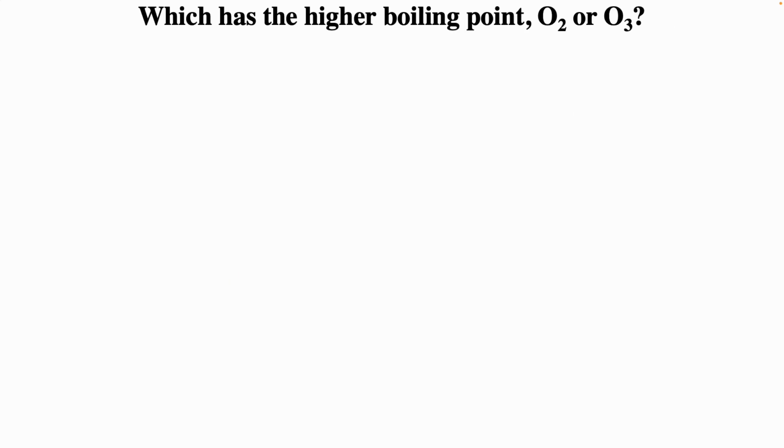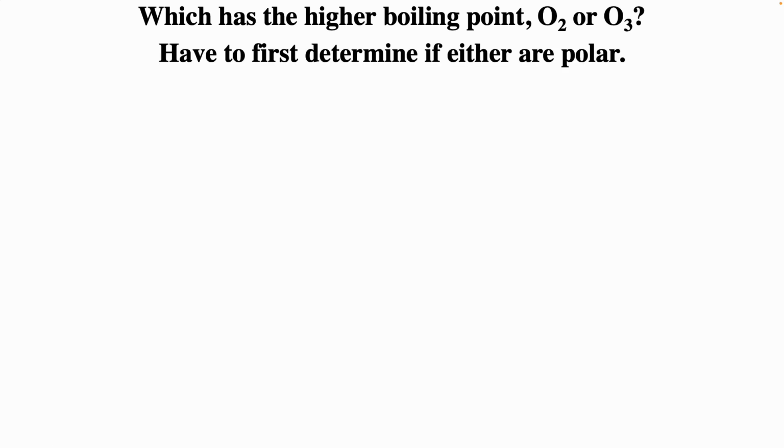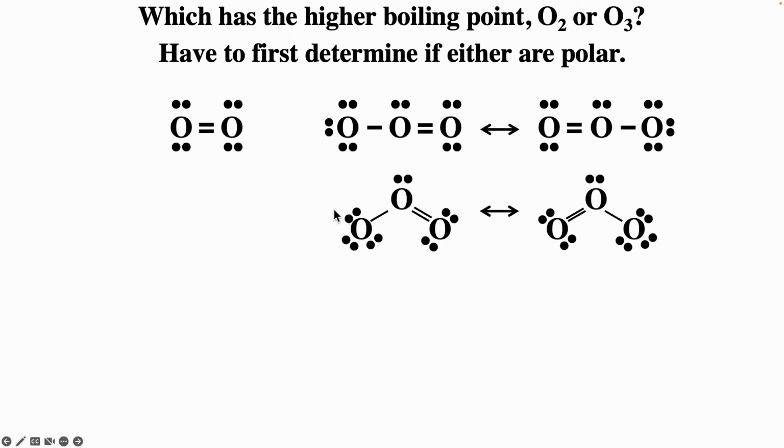Which has a higher boiling point, O2 or O3? Again, we have to figure out what interactions are present, so we should draw the Lewis diagram. Often we have to determine electron geometry, molecular structure, and determine whether or not the molecule is polar or nonpolar. We can draw Lewis diagrams. For O2, it's pretty simple: we just have two oxygen atoms with a double bond. For ozone, we have two resonance structures, and it's going to give us trigonal planar.